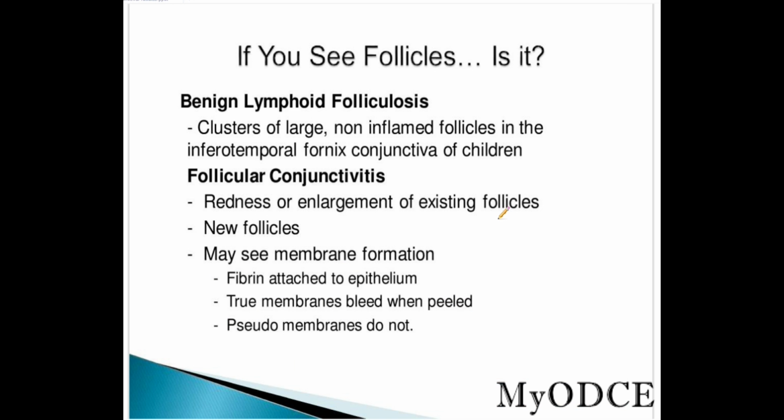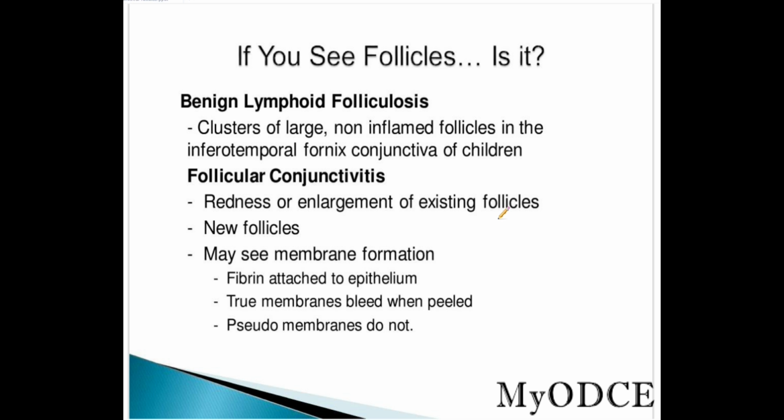Now, if you do see follicles, right, we've seen this whitish, yellowish bump, we're confident that these are follicles. Now we want to think about, is this a benign lymphoid folliculosis or more of a follicular conjunctivitis? And the way that we might tell, benign lymphoid folliculosis, we think of as clusters of large, non-inflamed follicles in the inferotemporal fornix conjunctiva of children. Follicular conjunctivitis, we'll see a redness or enlargement of existing follicles. We might see new follicles, and we may start to see membrane formation.